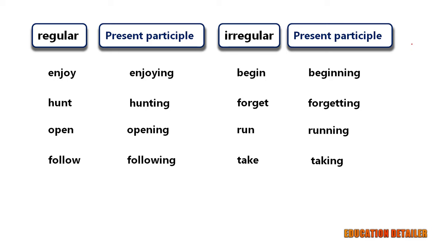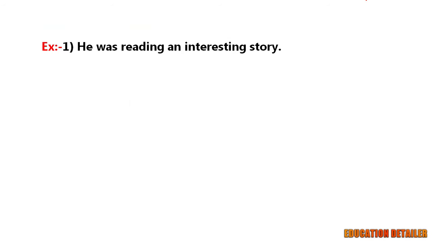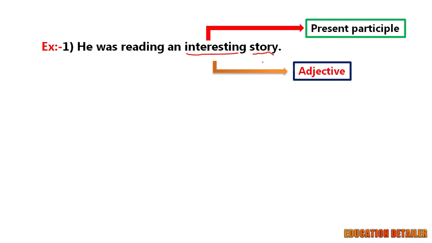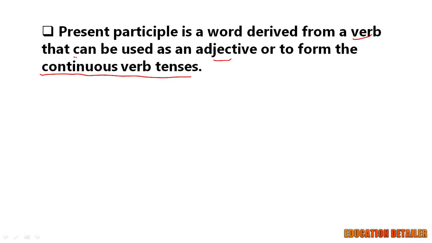See some examples to understand the present participle in a much better way. He was reading an interesting story. Here, the word interesting is the ing form of the verb interest. It functions like an adjective here because it describes or tells more about the noun story. Hence, interesting is called a present participle here. I have already told you earlier that a present participle can be used as an adjective.